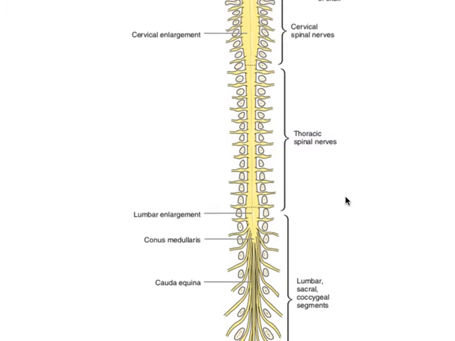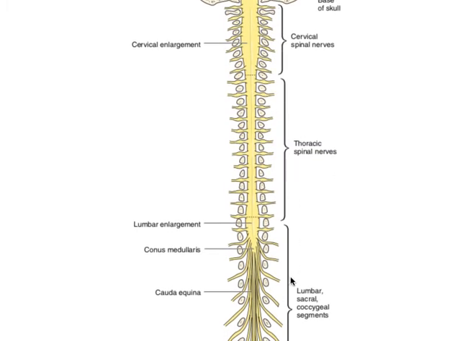And so generally speaking, the thoracic and lumbar nerves are going to be underneath the bones for which they are named, if you will. But cervical are going to be above.